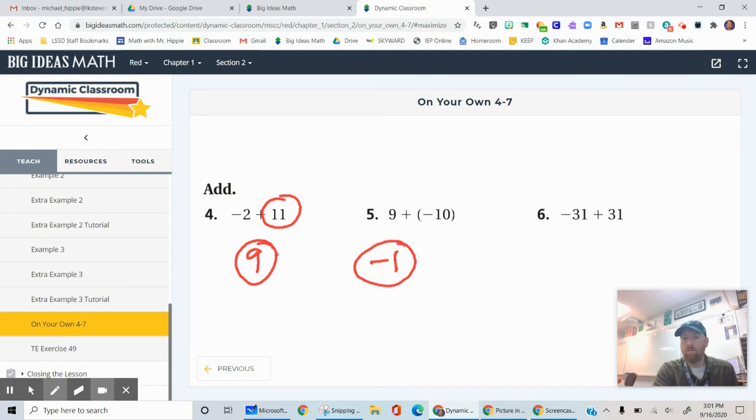And then negative 31 plus 31. Again, these are opposites. If they're opposites, your answer should be 0.